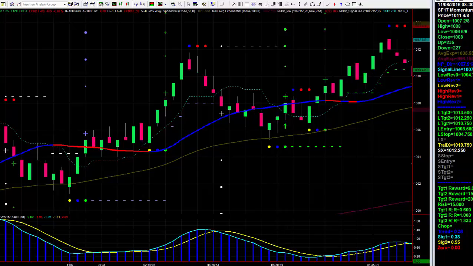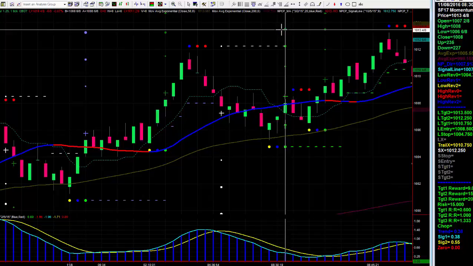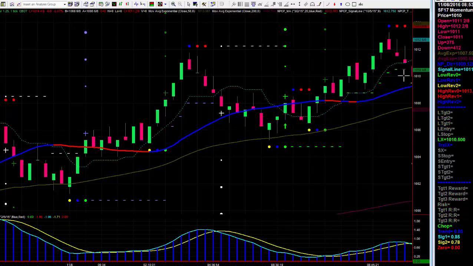9 ticks is 2.25 points, so it's $112.50. 15 ticks is $187.50, and that would be for target 3 also, since it just missed by 1 tick, and then it stops out with a trailer. Basically, it's one and done. That's the whole point.